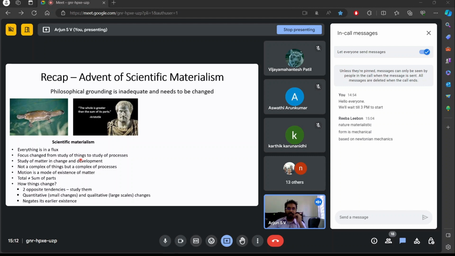And therefore, scientific materialism was also called the study of matter in change and development. Through scientific materialism, they were able to study not a complex of things, but a complex of processes. And through that, sooner or later, they also realized, through mechanical materialism, that the whole is not equal to the sum of parts; rather, the total is sometimes greater than the sum of parts. In very rare cases, the total is less than the sum of parts.